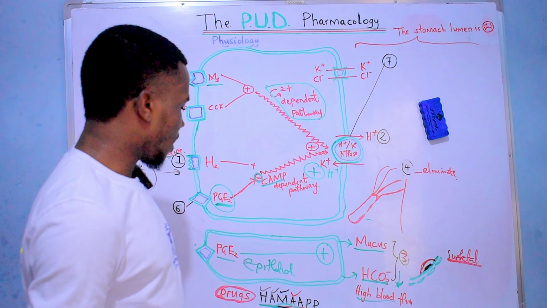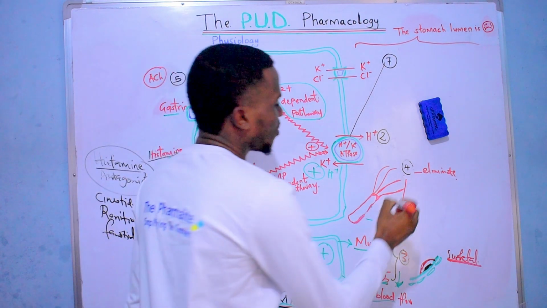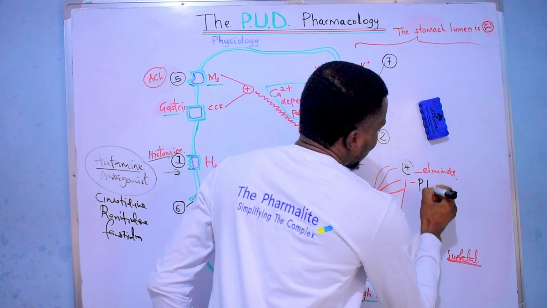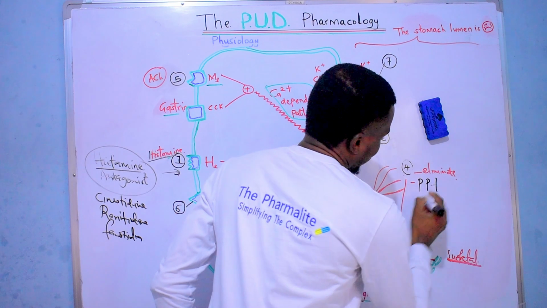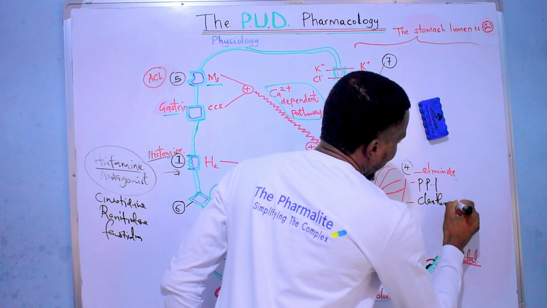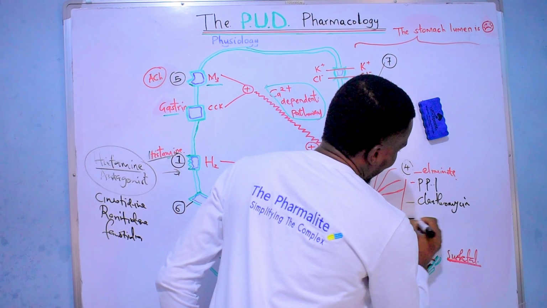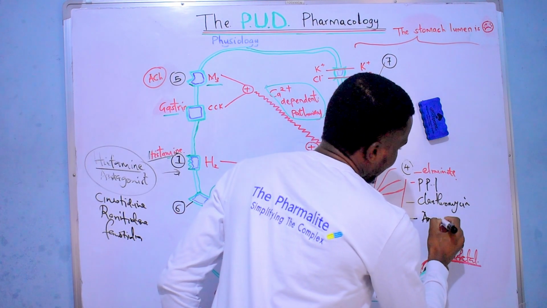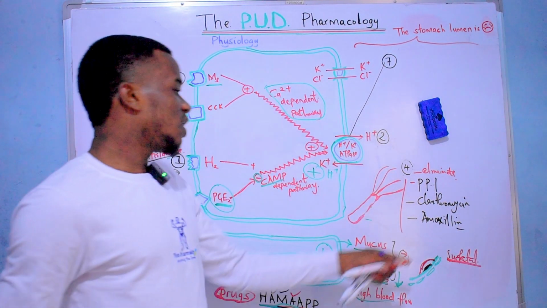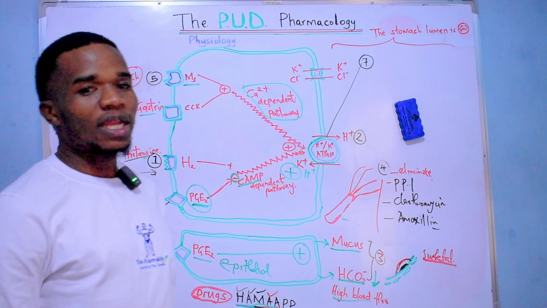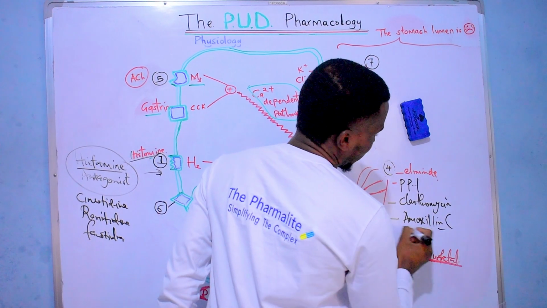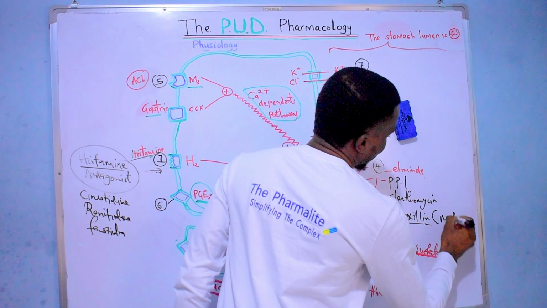So when you target H. pylori, what is used is basically a combination of a proton pump inhibitor plus clarithromycin and then amoxicillin. Now in cases where the patient has an allergy to penicillin, an agent that can be used in place of amoxicillin is metronidazole.